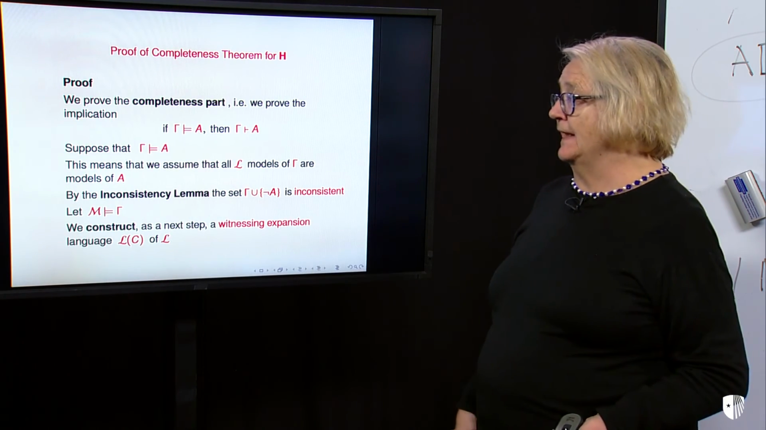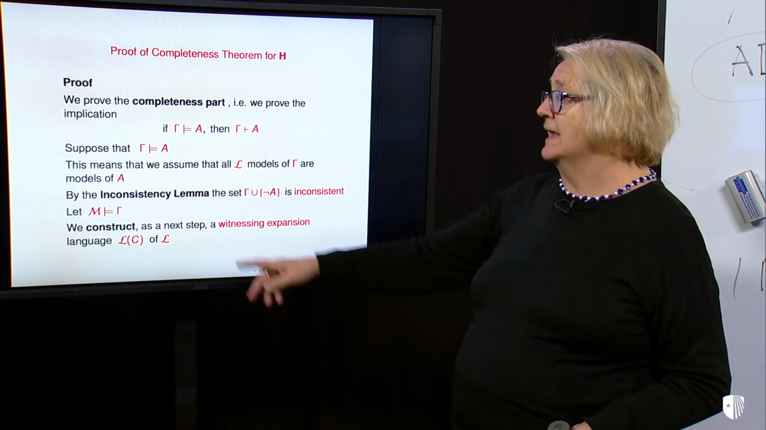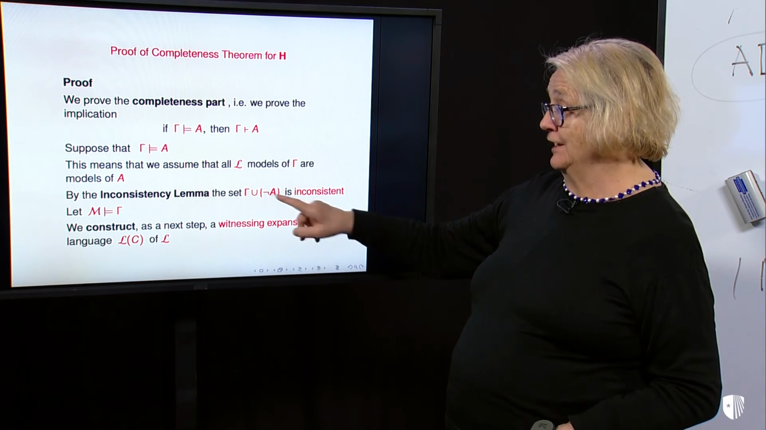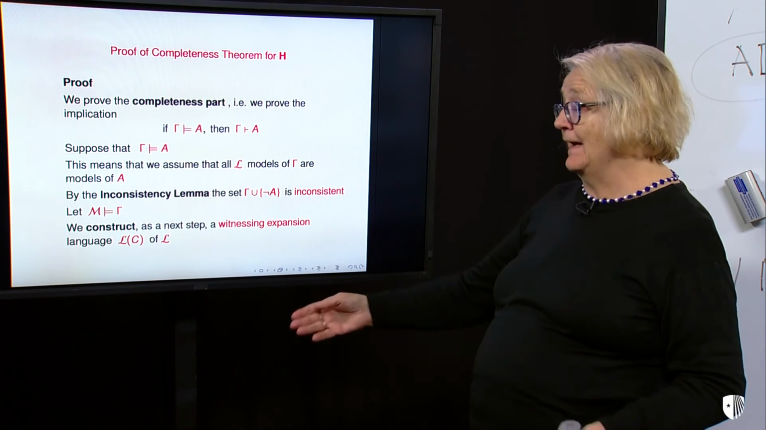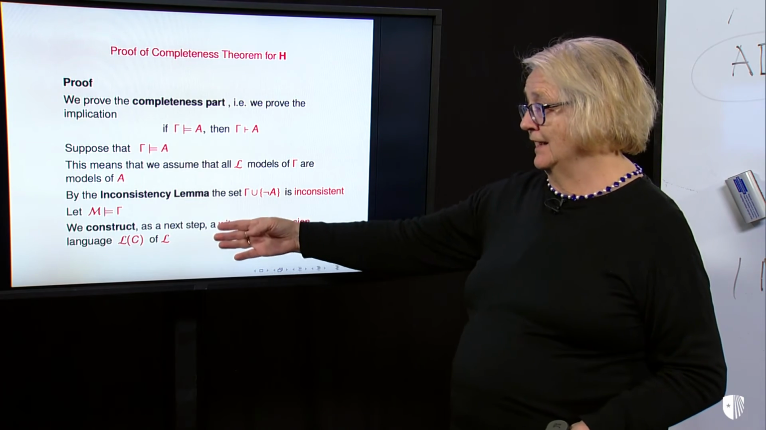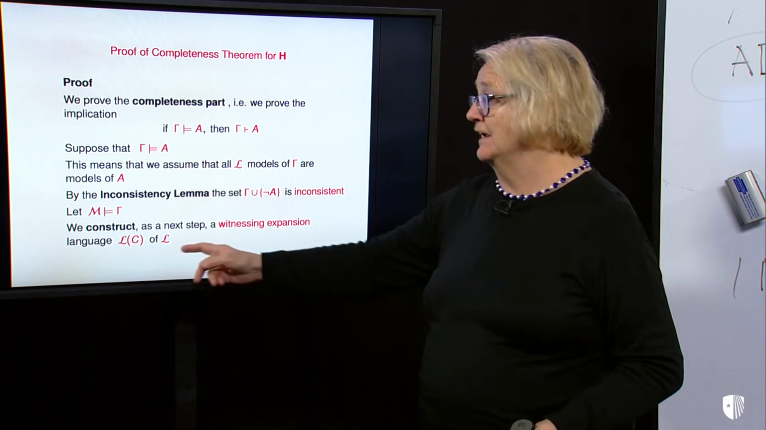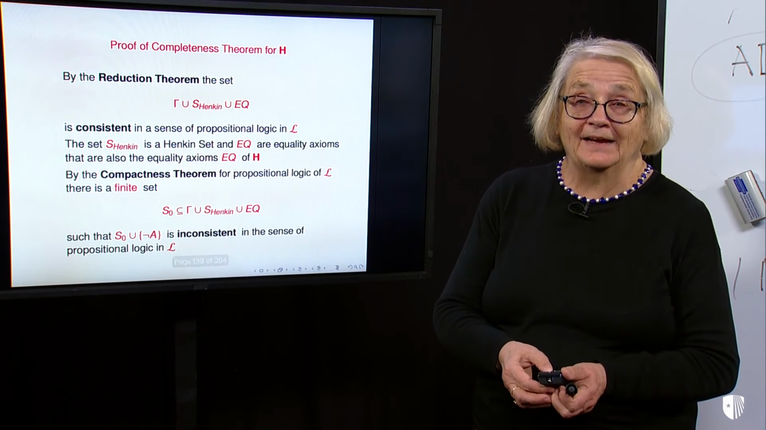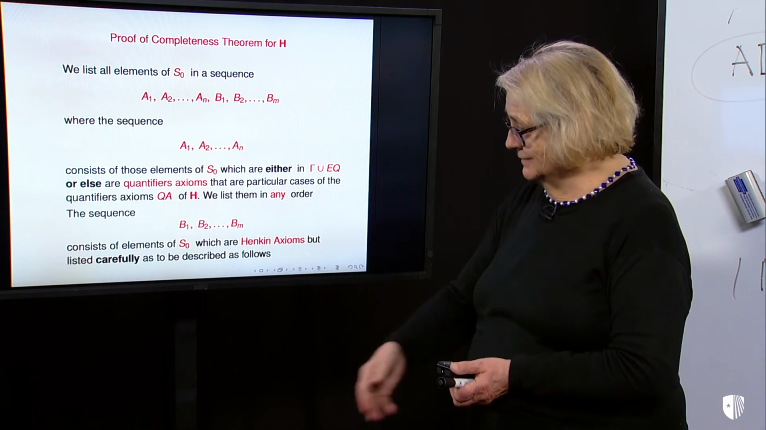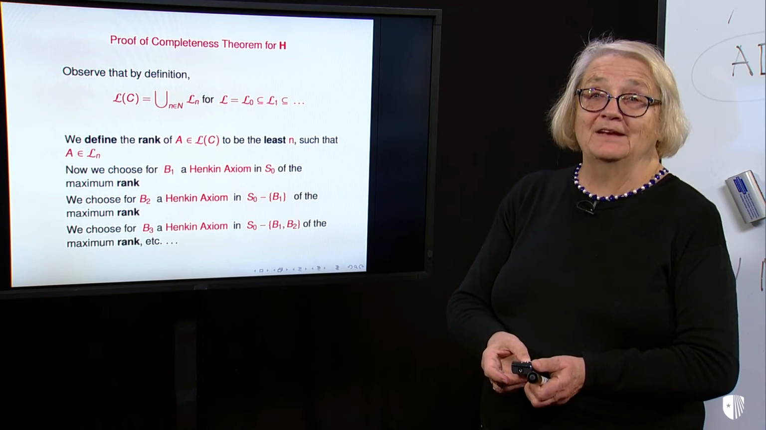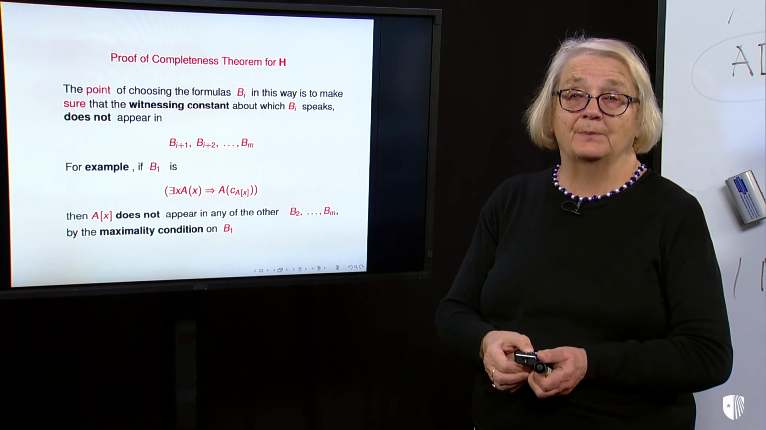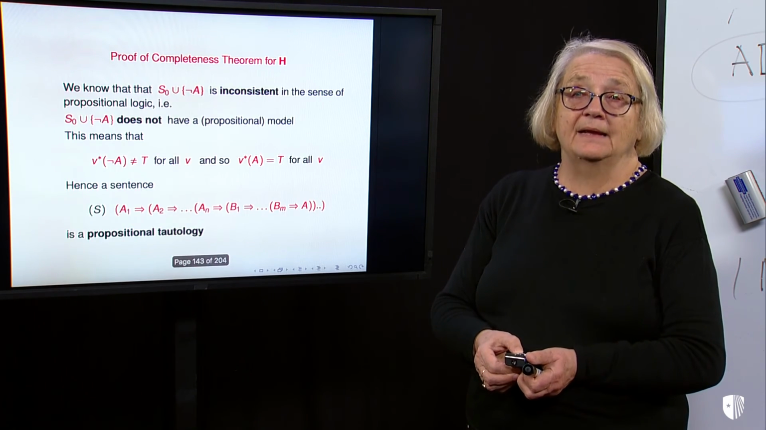You assume, by the inconsistency lemma, that Gamma with the negation added is inconsistent. And now let M be a model of Gamma. We construct, as a next step, the witnessing expansion of the language, as we did. I repeated how you construct all these witnessing expressions as a part of it. It is very nicely done.